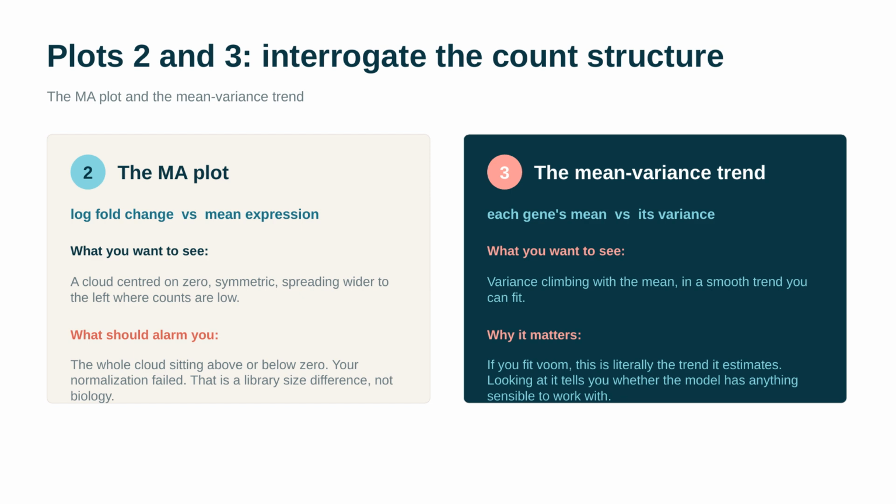The mean variance plot is the companion. Plot each gene's mean against its variance. You should see variance climbing with the mean. If you fit voom, this is literally the trend it is estimating, and looking at it tells you whether the model has anything sensible to work with.